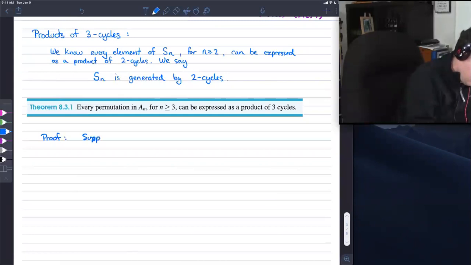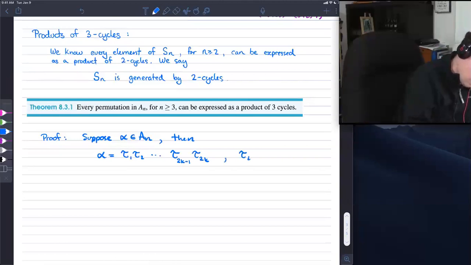Suppose alpha is an element of An. Then, because it's even, alpha can be written as tau 1, tau 2, all the way up to some even number. So we'll call it tau sub 2k minus 1, tau sub 2k, where the tau i's are 2 cycles.